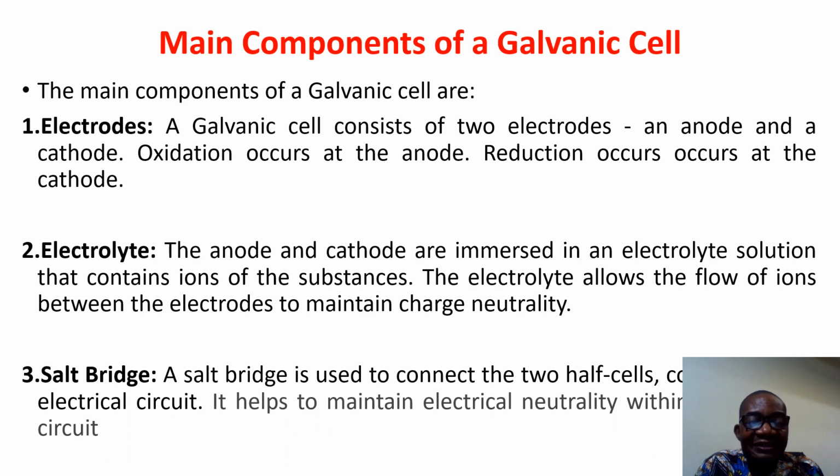Then the third one is a salt bridge. A salt bridge is used to connect the two half cells. It helps to maintain electrical neutrality. That is basically what a salt bridge does. It helps to maintain electrical neutrality in the cell.